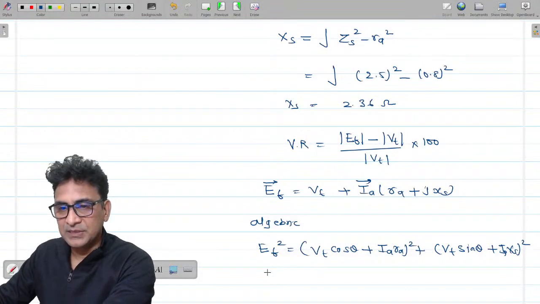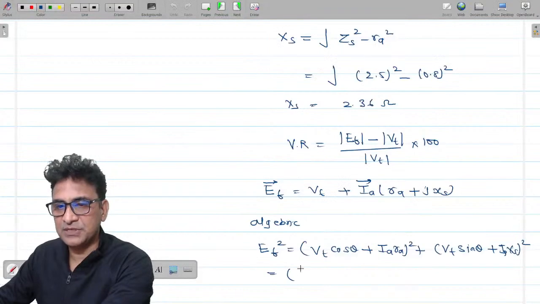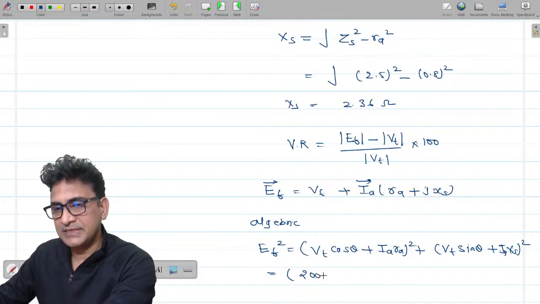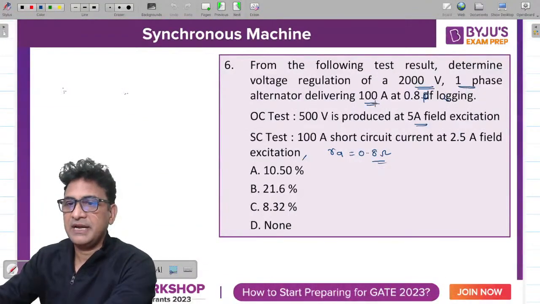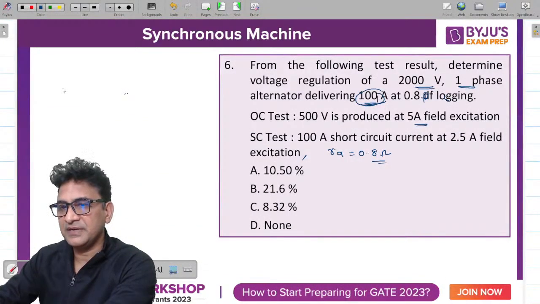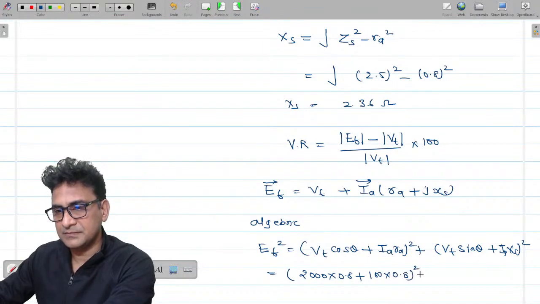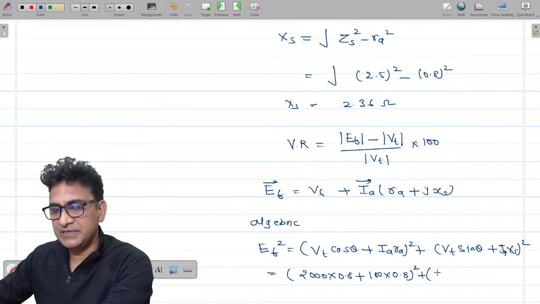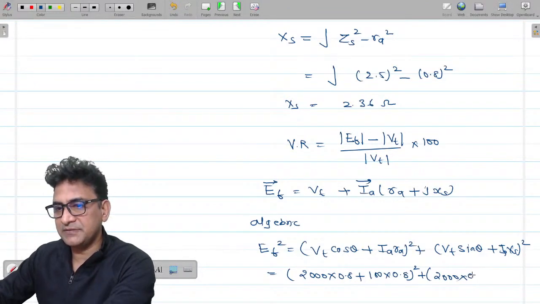Clear? So VT is 2000, the terminal voltage is 2000. Cos theta is given 0.8. At which current do you have to find out the value of EF? 100 ampere. RA is 0.8, plus VT 2000. If cos theta is 0.8, then sin theta would be 0.6. XS we just found is 2.36, squared.